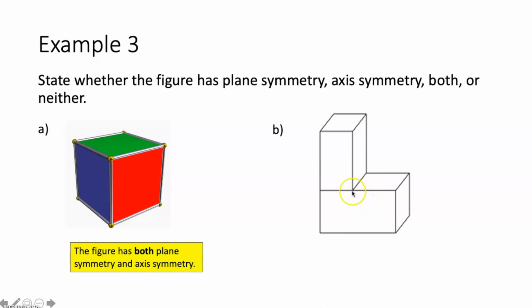Let's look at B. This figure right here. Is there some way you could chop this where it would be the exact same on both sides? Actually, yeah, if you were to cut it down the middle right here, it would be the exact same on both sides, right? So it would have plane symmetry.